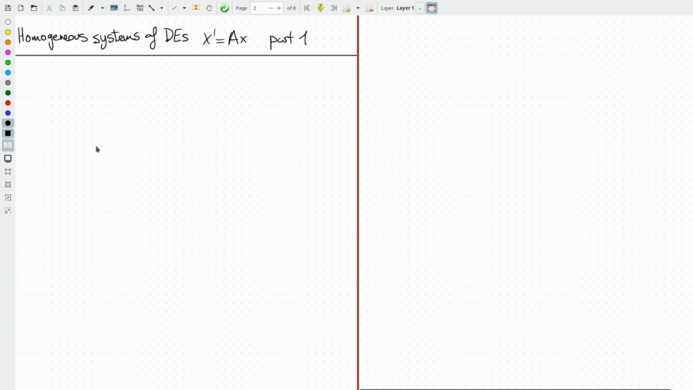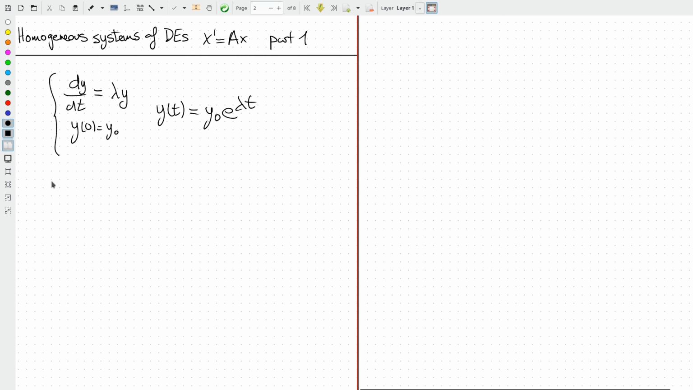In this video, we'll start our discussion on how to solve homogeneous systems of differential equations. But before we get started, let's recall a key scalar differential equation. Suppose I have the differential equation dy/dt equals lambda y with some initial condition. Then we know that the solution to this is going to be y of t equals the initial condition times e to the lambda t.